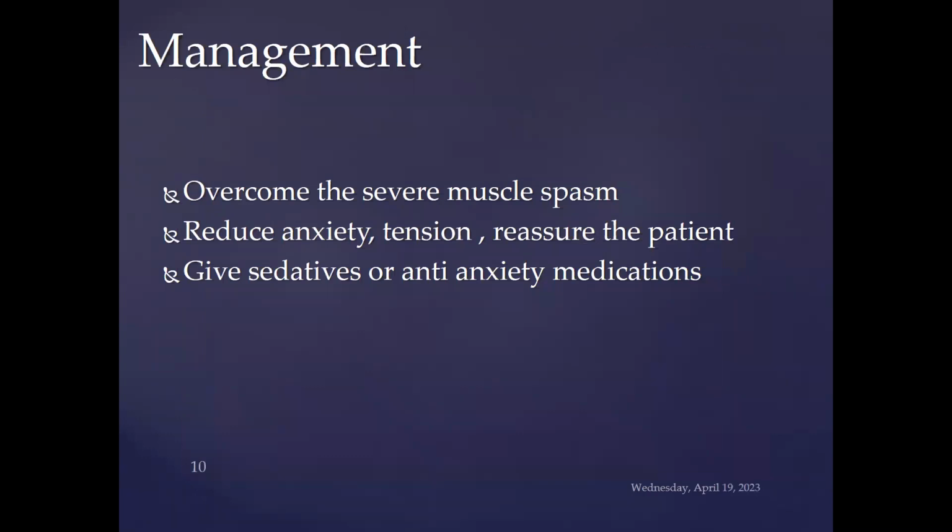So how do you manage? First, overcome the severe muscle spasm. First of all, you should talk to the patient, tell them nothing is wrong, and ask them to be calm, so that the muscle spasm slowly reduces. Once the anxiety increases, the muscles tend to become more tense and go into more spasm. So you have to reduce the anxiety and reassure the patient. You can give sedatives or anti-anxiety muscle relaxants. You can even use slight sedation like diazepam.